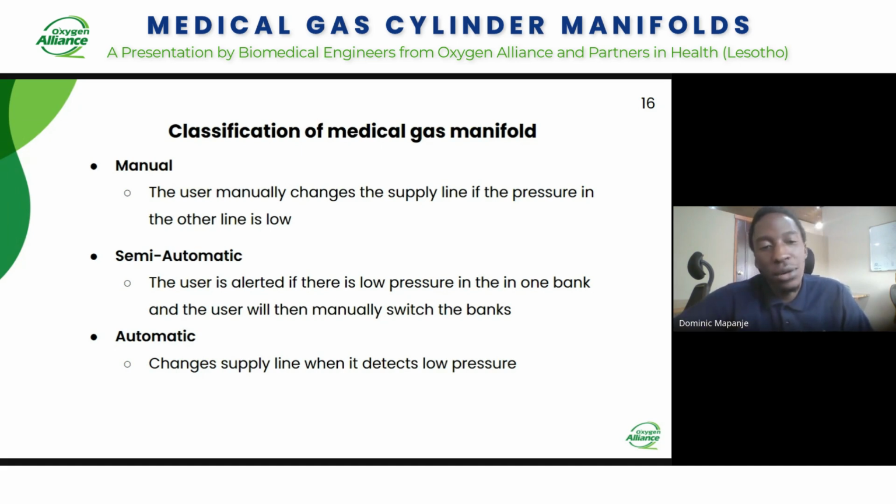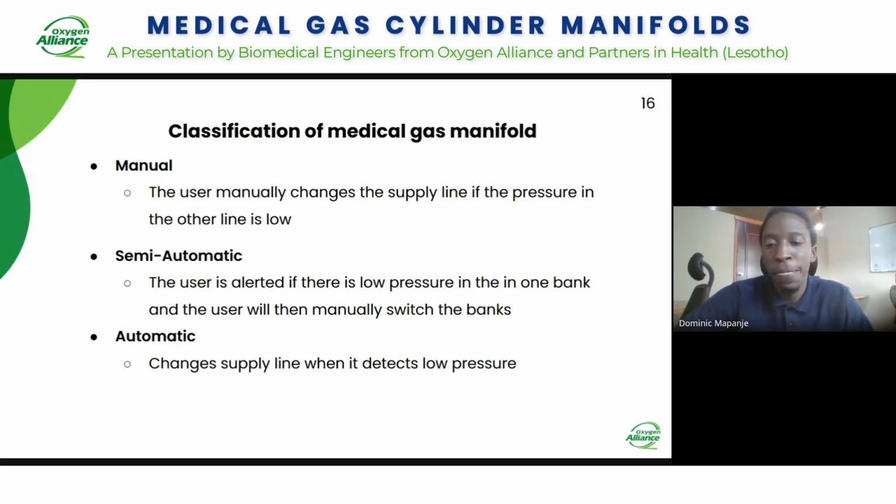Now for the fully automatic one, it will change on its own. So when the primary bank is empty, it will change to the secondary bank, which is now full. And then the operator can replace the empty cylinders. And when the other bank, which is now being used, is empty again, it will automatically change to the bank which is full. So it does this automatically.